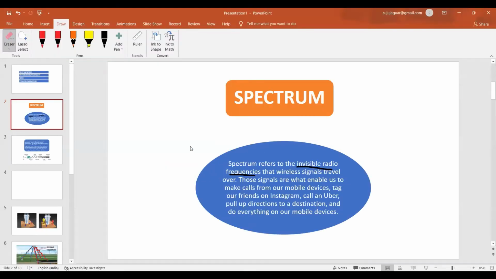So guys, what is spectrum? The spectrum refers to invisible radio frequencies that wireless signals travel over. So these are the signals which enable us to make calls from our mobile devices, tag our friends on Instagram, call an Uber, pull up directions to a destination, and do everything on our mobile devices.